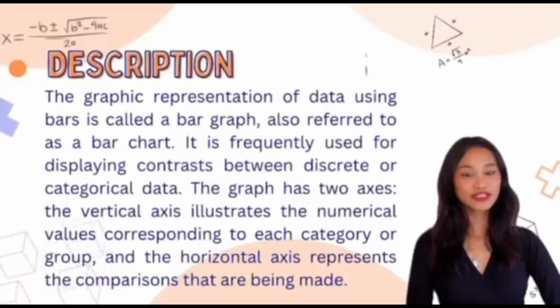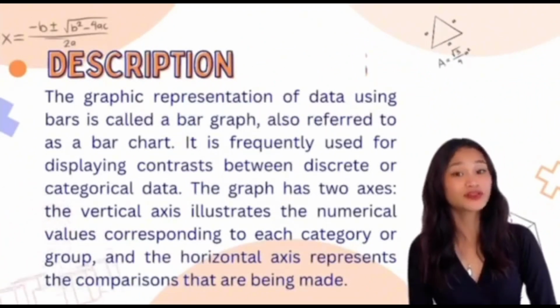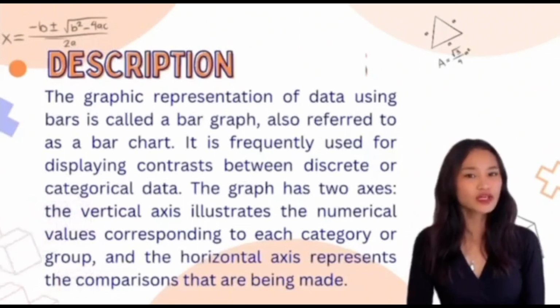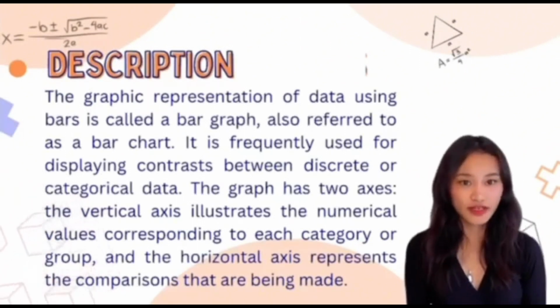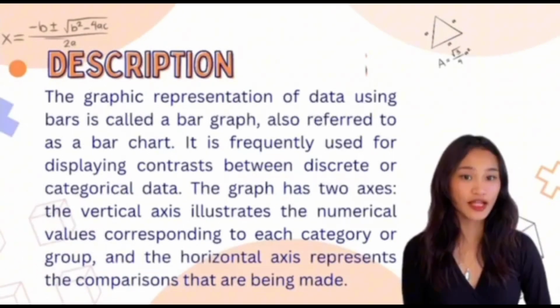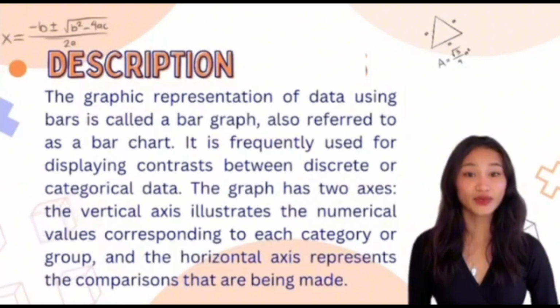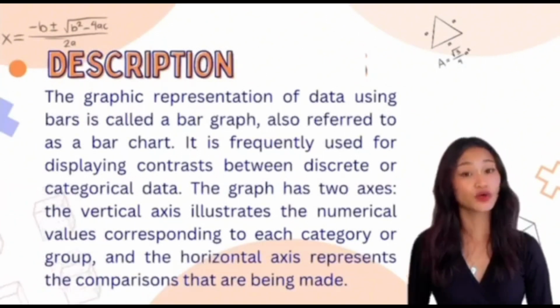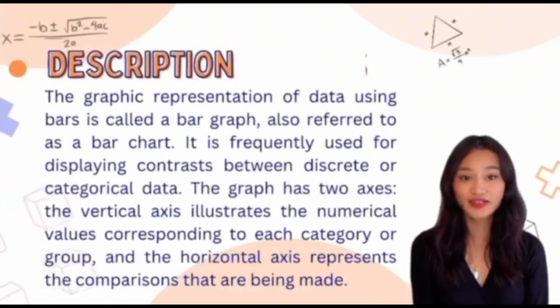The graphic representation of data using bars is called a bar graph. It is also referred to as a bar chart. It is frequently used for displaying contrast between discrete or categorical data. The graph has two axes, vertical axis and horizontal axis. So the vertical axis illustrates the numerical value corresponding to each category or group, while the horizontal axis represents the comparisons that are being made.